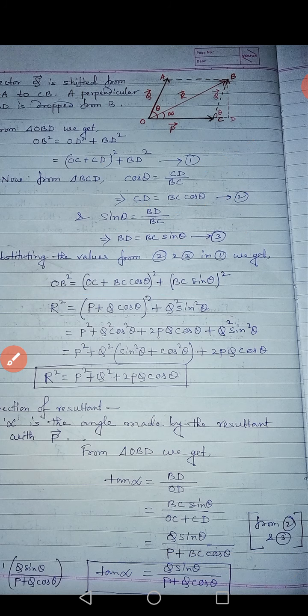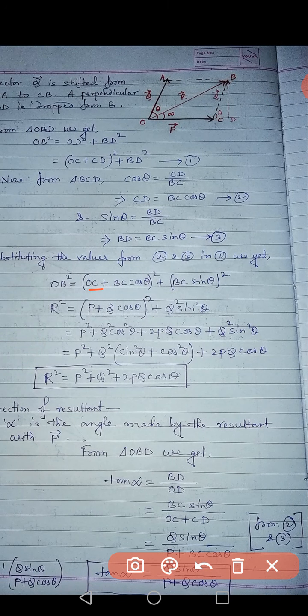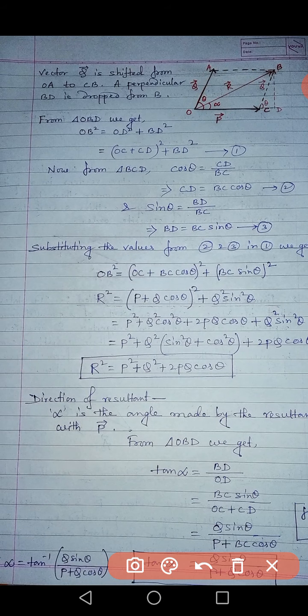Okay. Then in place of OC, from the figure itself it is clear that OC means it is vector P. So I can write here P. Since we are finding only the magnitude, vector sign is no need. So that is P. BC, as I told you, is nothing but equal to AO, because this vector Q is shifted to BC, right? So in place of BC we can write Q, then cos theta, then whole square, and this is also the same, BC means Q, so Q square sin square theta.